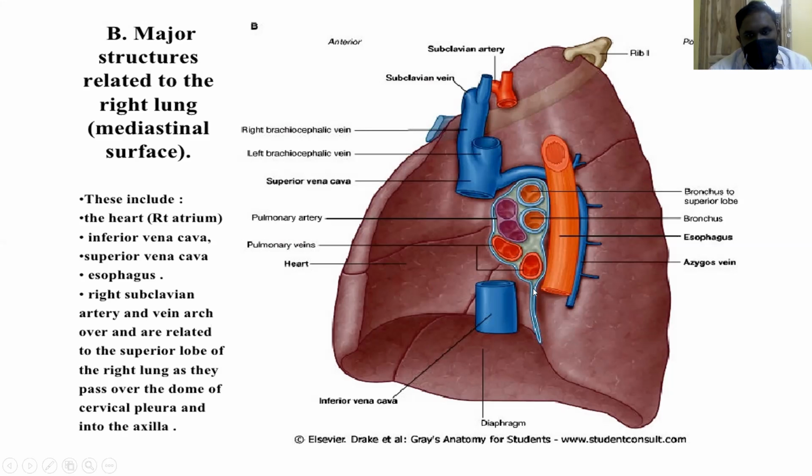This is the bronchus. This is the artery, this is the vein. So this is the right side. Whenever the bronchus comes first, it is the bronchus to the superior lobe, then artery, then vein.